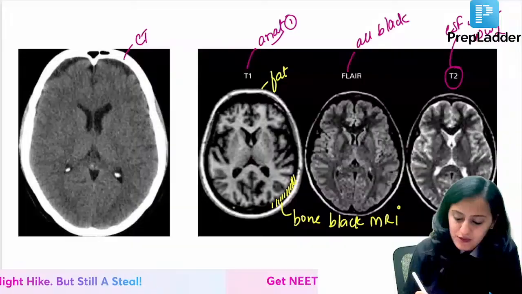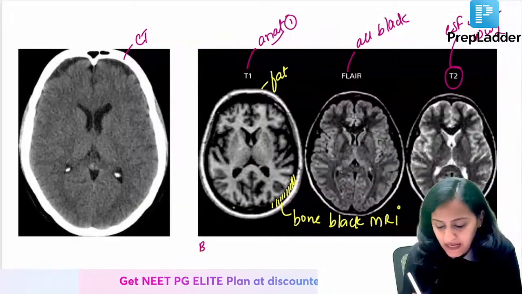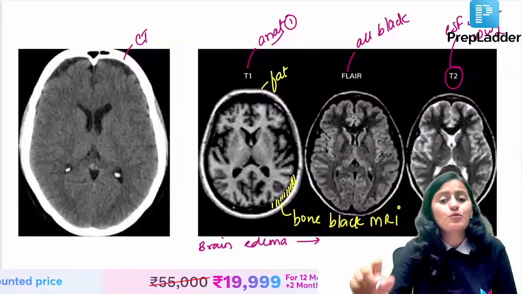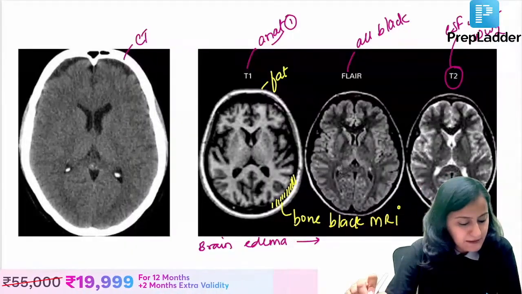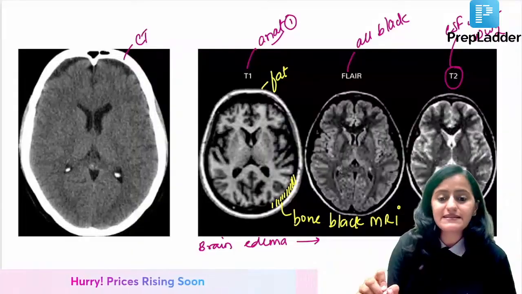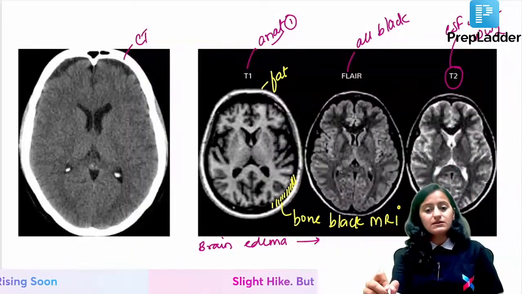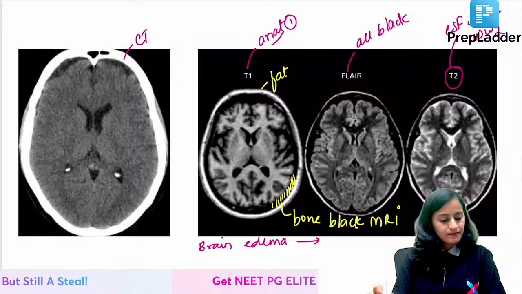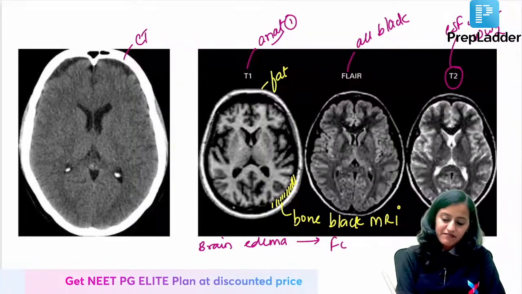So one of the questions which is asked is for brain edema. If you want to see edema in the brain, what MRI sequence will help there? Very good. Remember, FLAIR is the sequence.